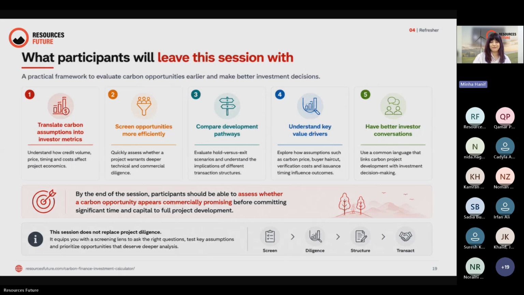Khurram's demo hopefully will aim to provide a quick practical framework around this tool that you can use to justify a detailed project diligence process.